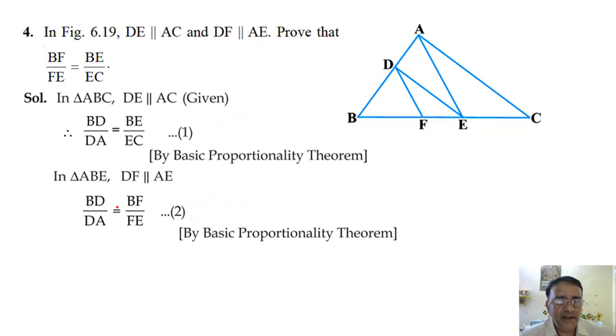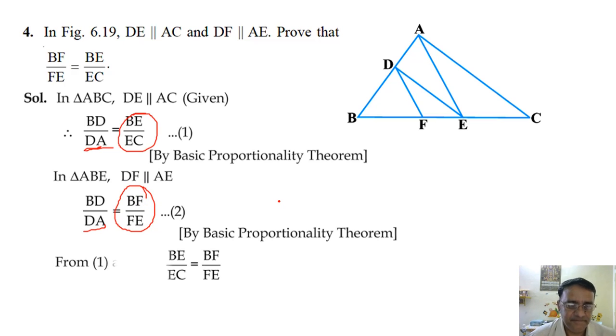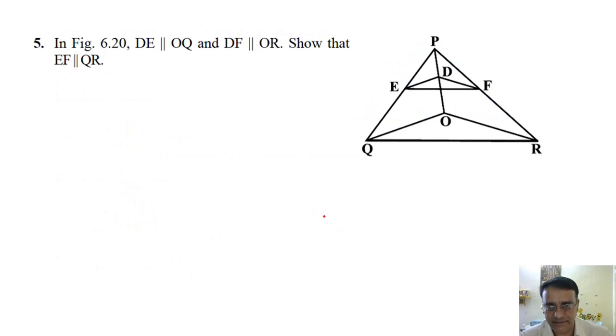Now from equation 1 and 2, the left hand sides are same. See, these two left hand sides are same. So these two are equal. BE upon EC is equals to BF upon FE. So this is the proof. Now we'll move towards the next question, question number 5.